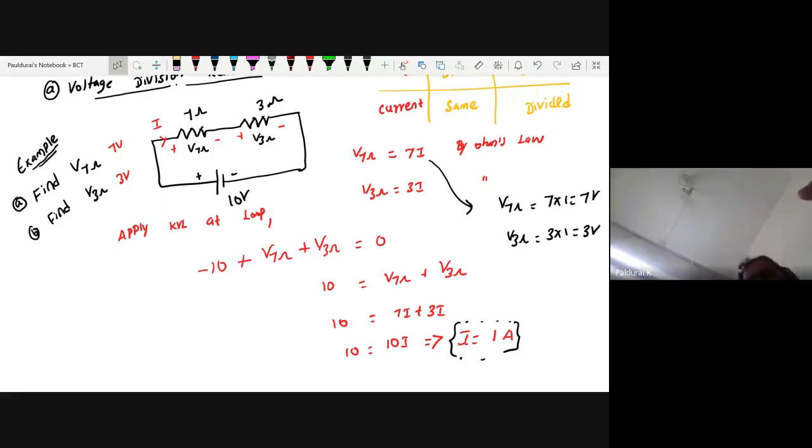Yes, sir. Yeah. So now actually they have given a circuit like this. What have I done now? After applying KVL, I found V sub 7 ohm, right? But the beauty is, without applying KVL, with the help of one formula, it is easy to find the voltage across 7 ohm or across 3 ohm. Got my point? Without applying KVL.